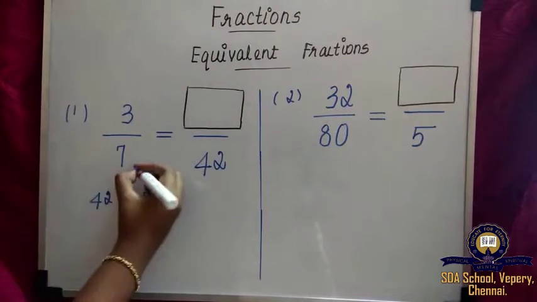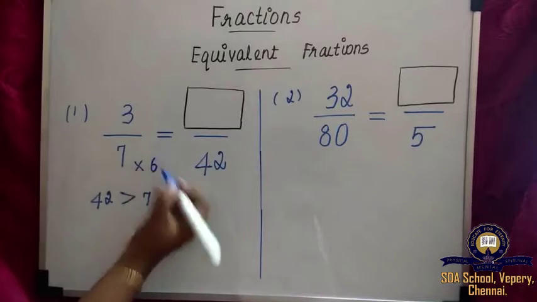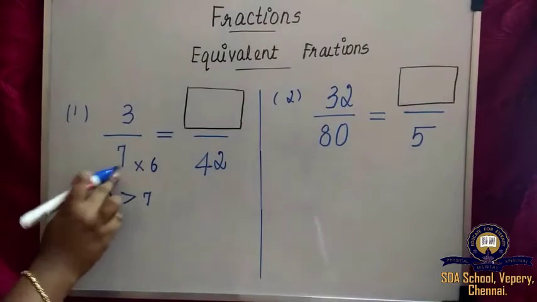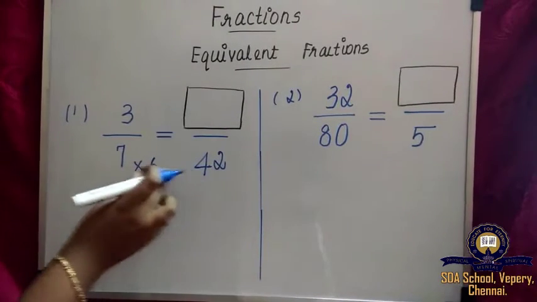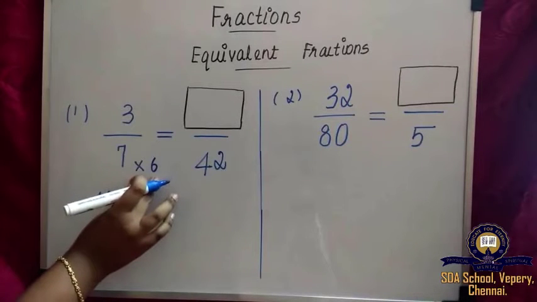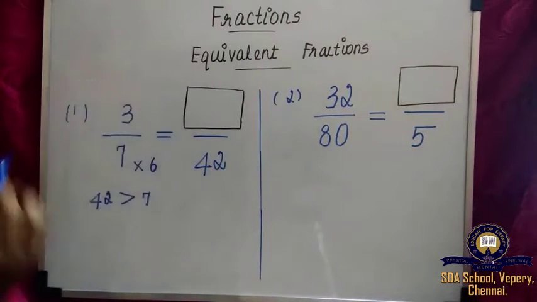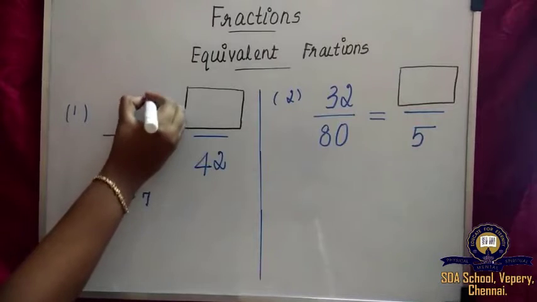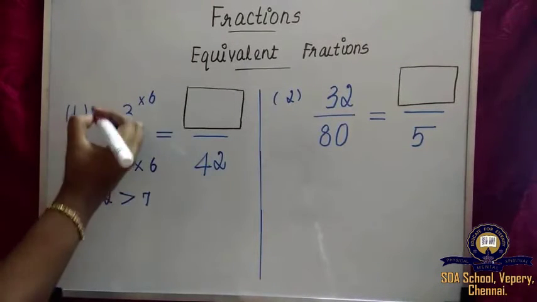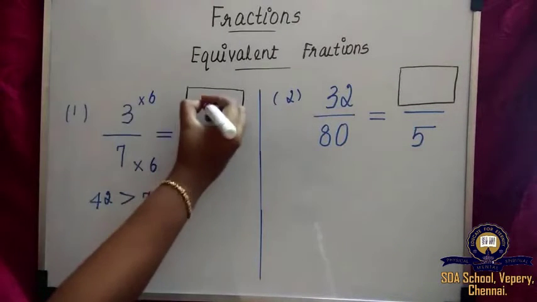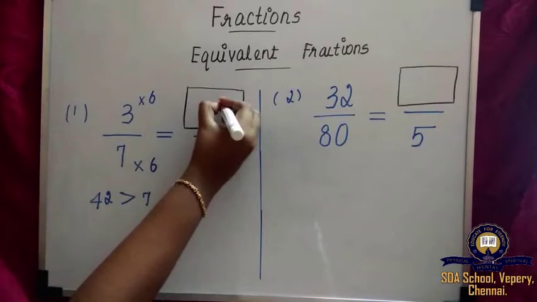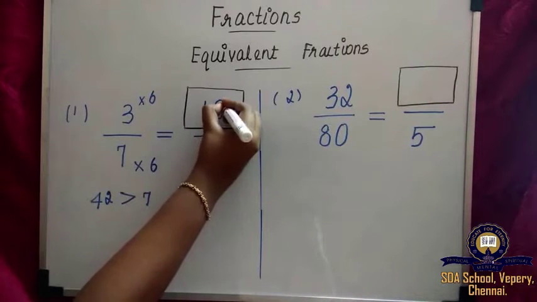Yes, 7 sixes are 42, right? 7 multiplied by 6 gives 42. So the same number you have to multiply with the numerator. So 3 into 6. 3 sixes are 18. So the missing number is 18.